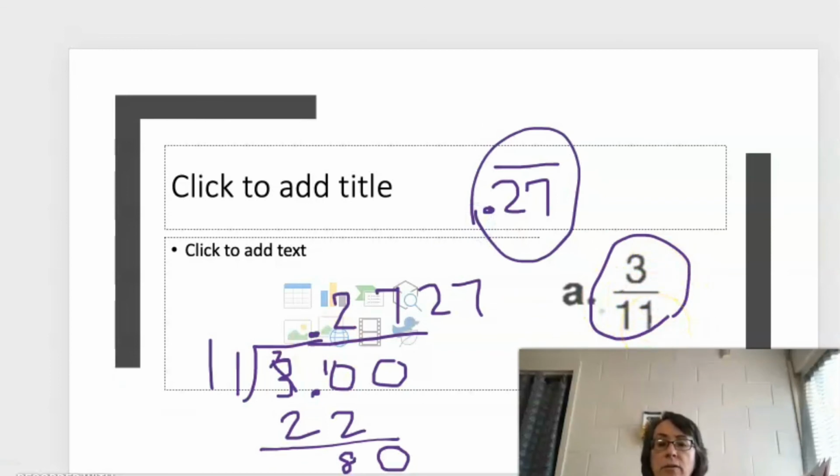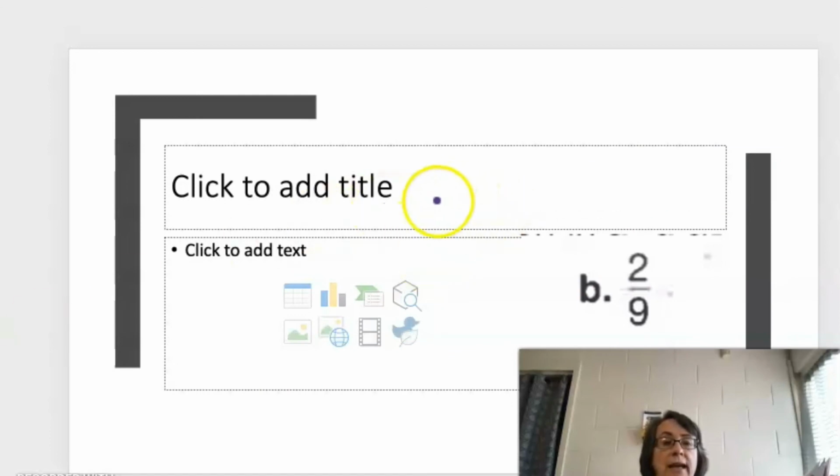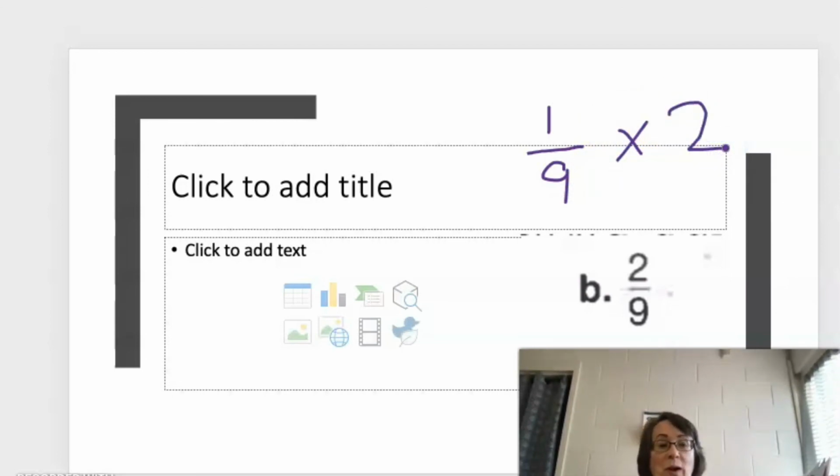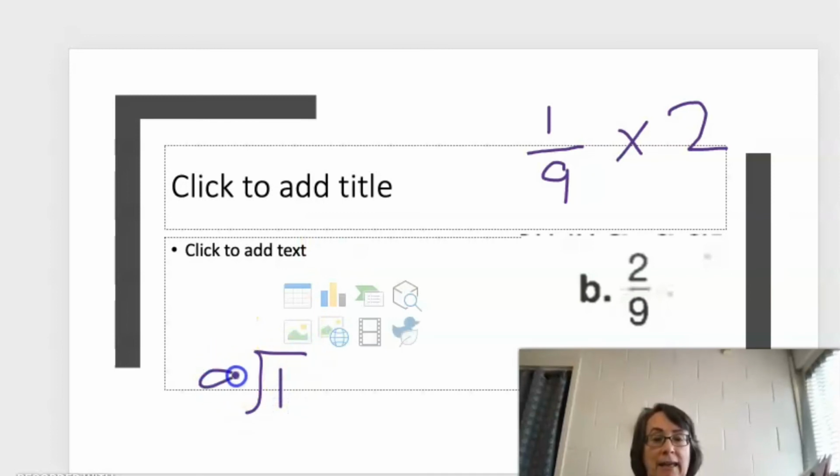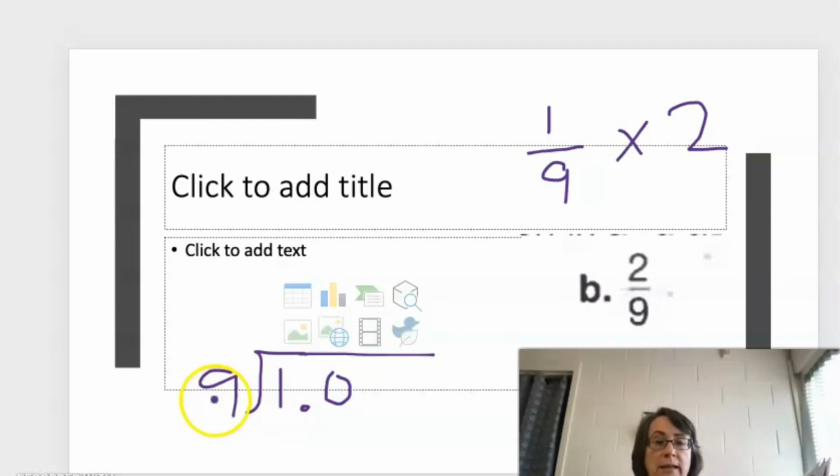Okay, so let's look for the next one, 2/9. Now, I love dividing by 9s. Let me show you a little trick. 2/9 is the same as 1/9 doubled. So if you learn what 1/9 is, this is going to save you a lot of time. So let's look at 1/9. 1 divided by 9. I'm going to put my decimal and my 0. 9 into 10 goes 1 time. 1 times 9 is 9. And I get a 1.